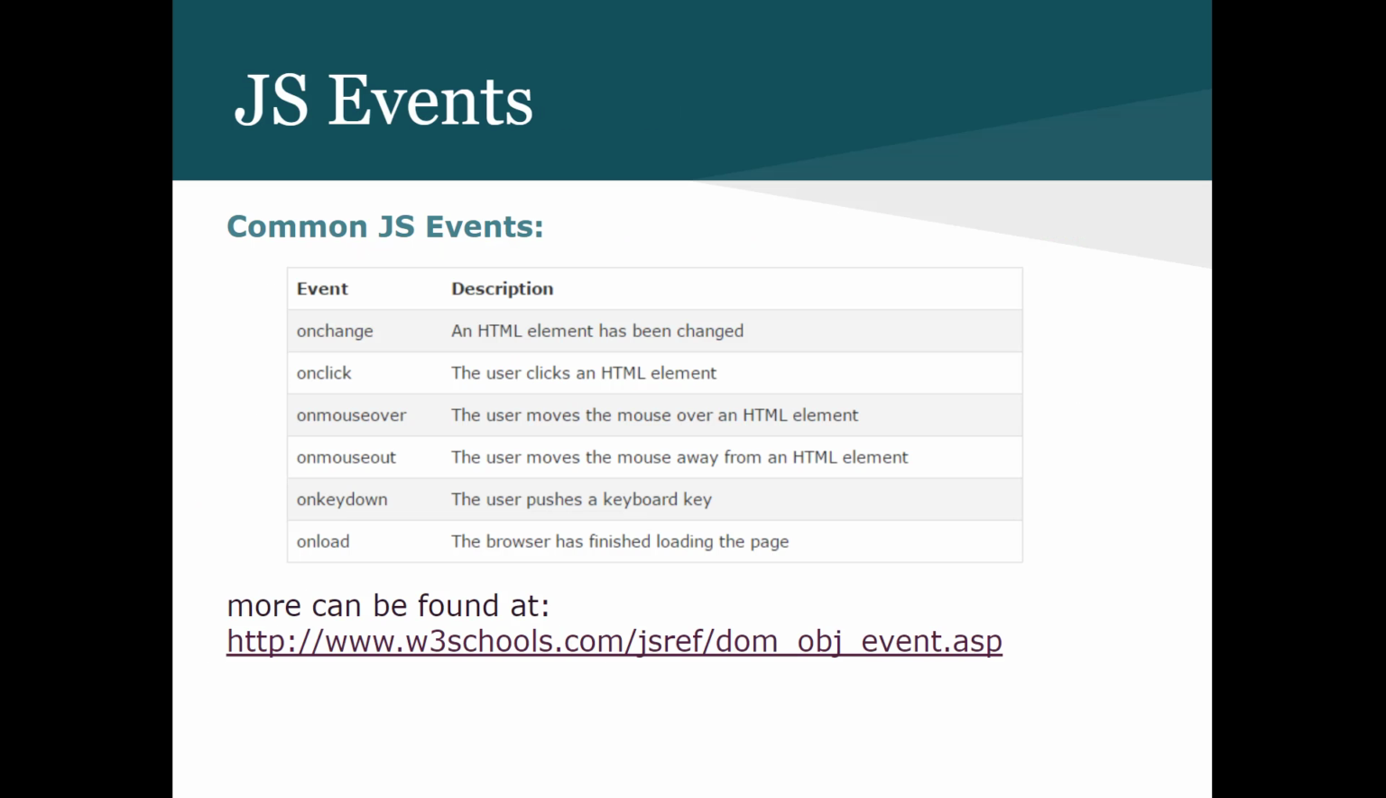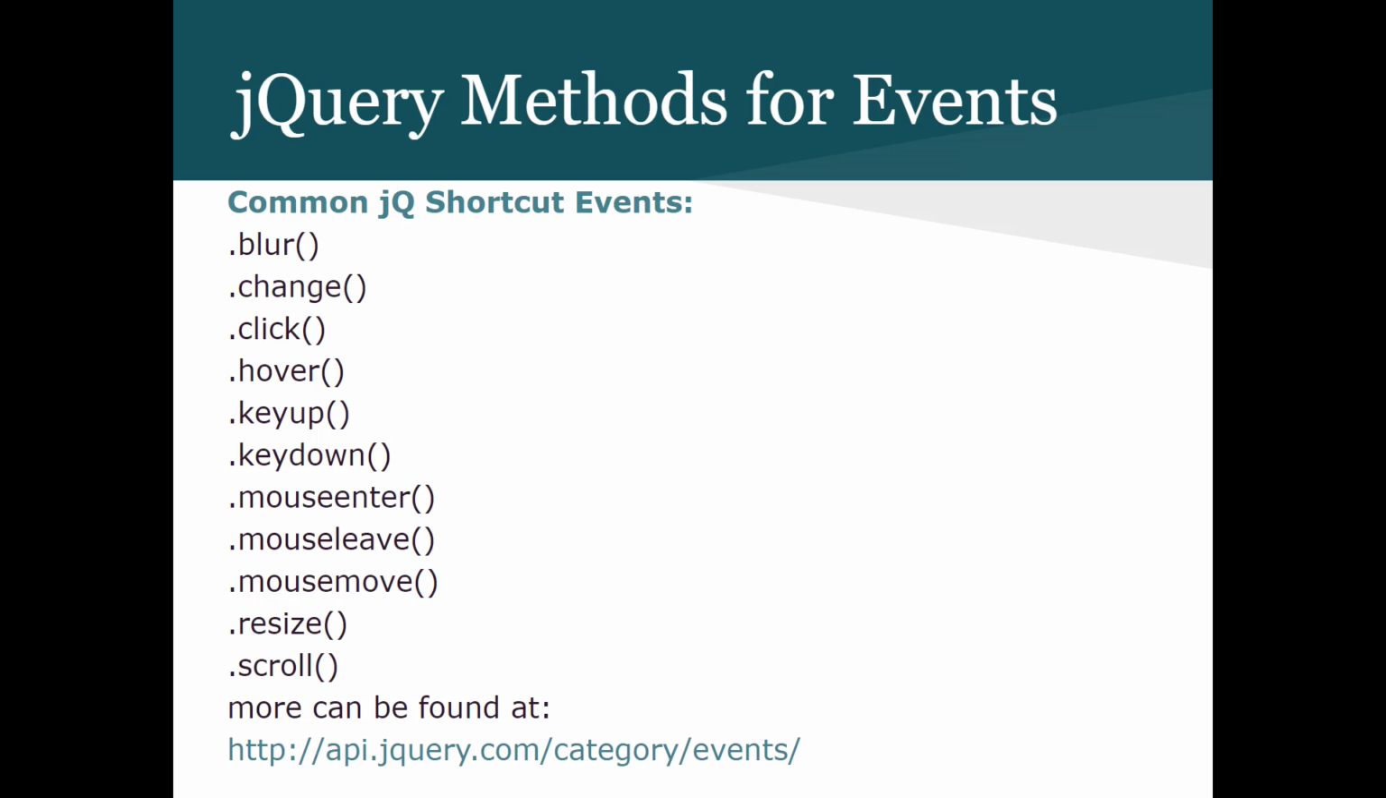What can be found on this slide is a list of JavaScript events. More can be found at the W3 Schools and, of course, on the Mozilla Developer Network. On this slide is a list of jQuery event shortcuts. You can find more in the jQuery API documentation, or you can find them on the W3 Schools as well.